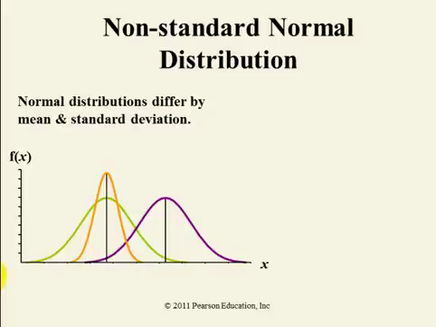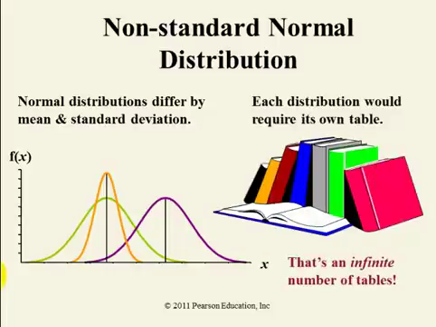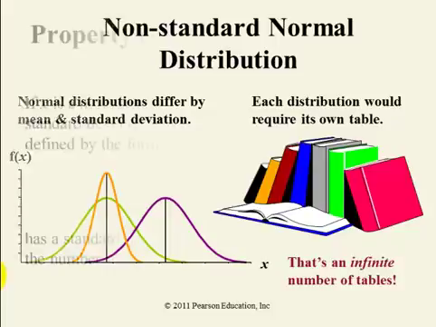If we have non-standard normal distributions, which we usually do, usually distributions don't have a mean of 0 and a standard deviation of 1, you need to transform them. If we didn't, we'd have to use calculators all the time or create a whole bunch of tables.